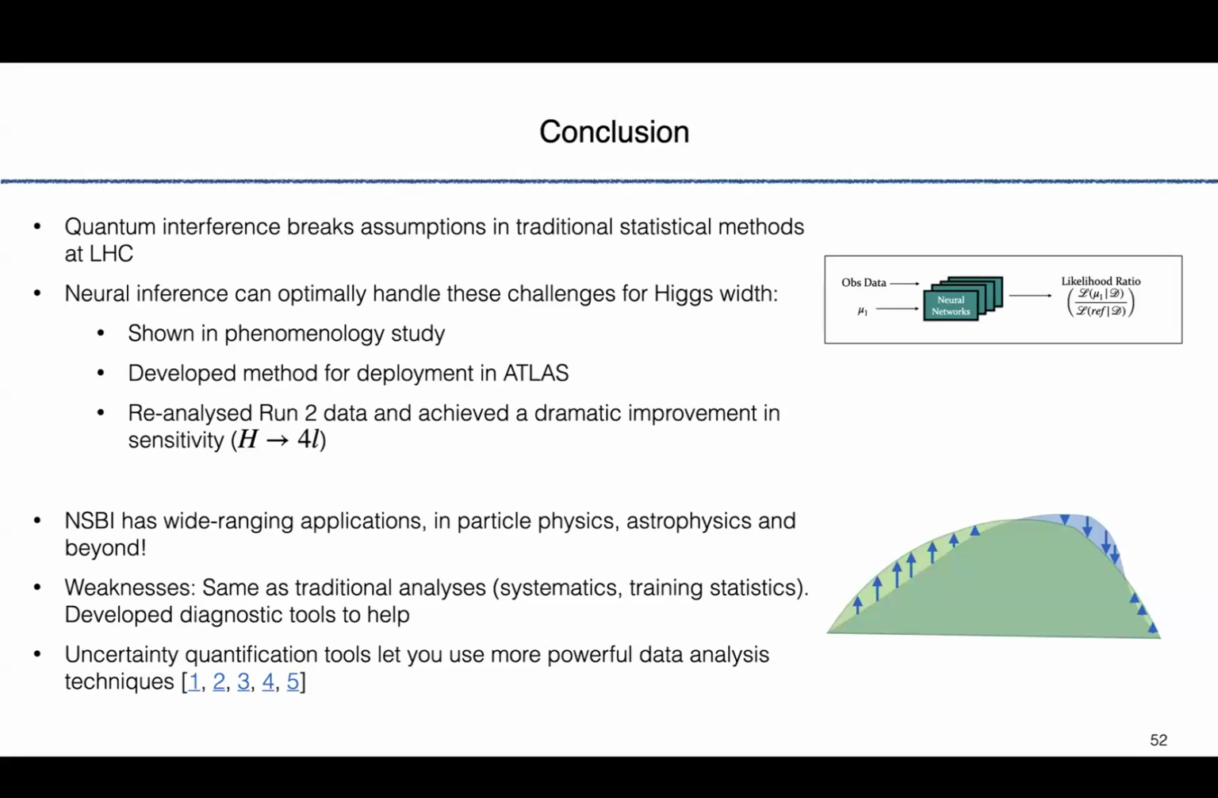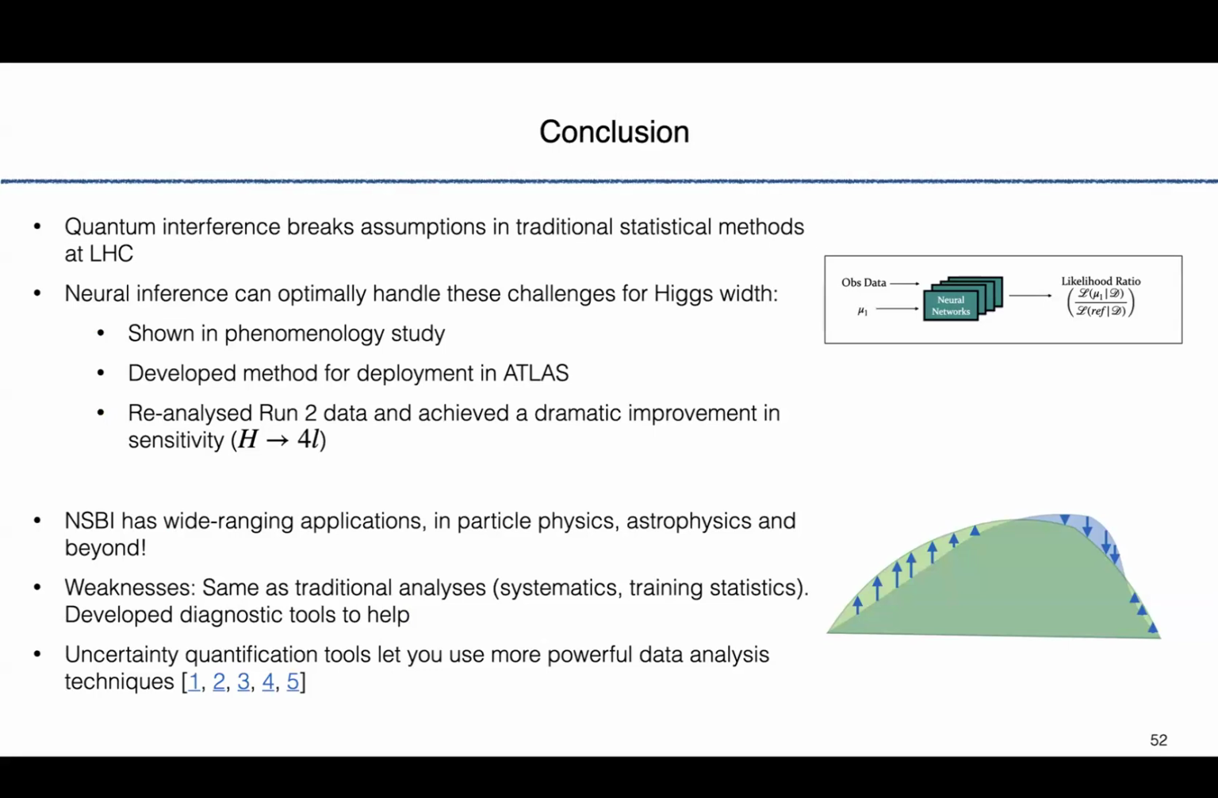Cool, so to end, I hope I showed you that quantum interference breaks certain assumptions in our traditional statistical analysis tools, but NSBI allows us to recover that optimality. I showed you first in the pheno study why it's exciting, then a method to actually implement it in ATLAS, and then we actually applied it to data. And I talked about wide-ranging applications in particle physics, astrophysics, cosmology, even beyond. This kind of idea has a lot of power.